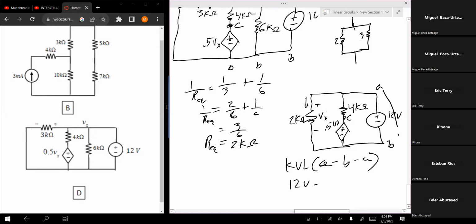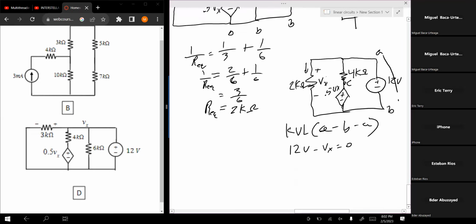Before we just do VX, actually, you could just straight up do VX on this one. Yeah, let's try it that way. Minus VX is equal to 0. Wow, the way we did it was so much more complicated yesterday. Oh, man. So yeah, VX ends up being 12.